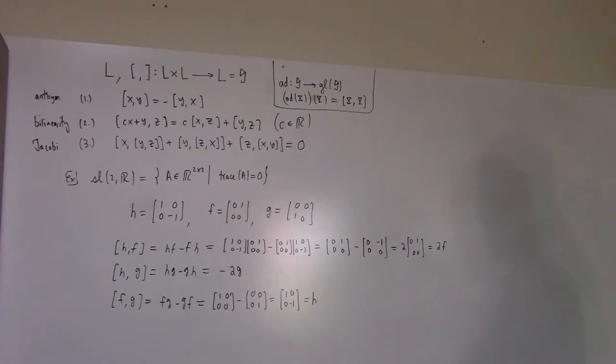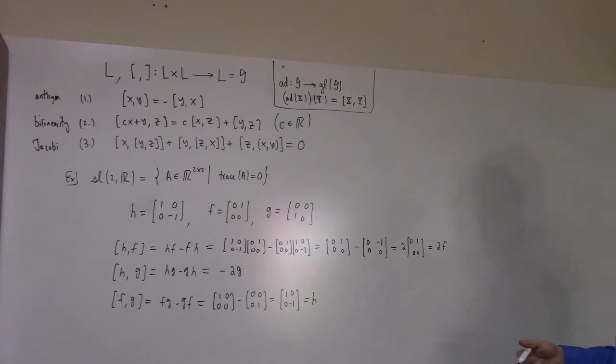So there you have it. The Lie bracket of any two things in the basis comes back to the basis again. So that's part one. At the moment all I've shown is that the bracket's closed on the subspace of traceless matrices, right?